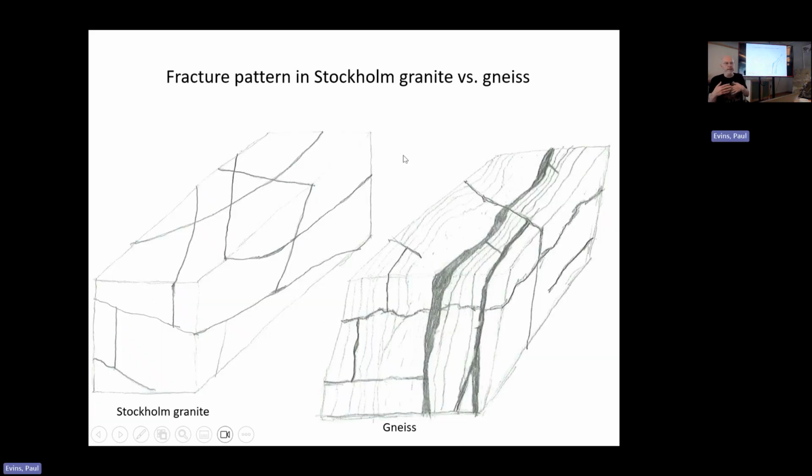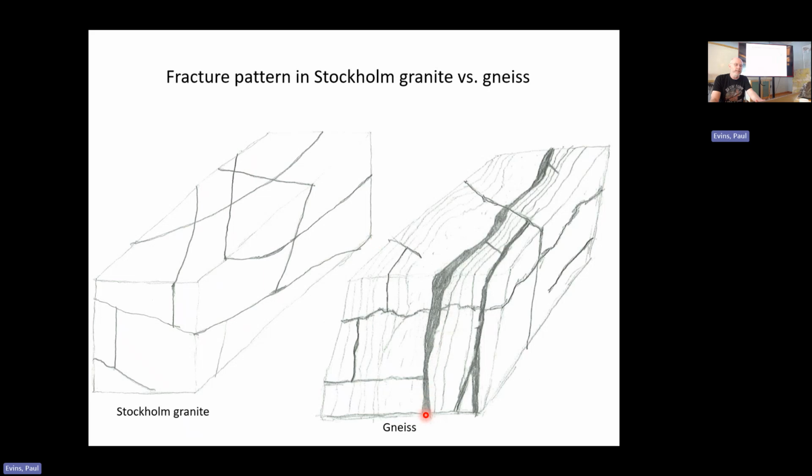All of this I've combined in my head to give a schematic idea of what the fracture patterns look like, or drawings I made of Stockholm granite versus the gneisses in Stockholm. The key points to take from here are that you have very continuous fractures, often a shallow dipping set as well. They're very continuous in the Stockholm granite, giving it a blocky appearance.